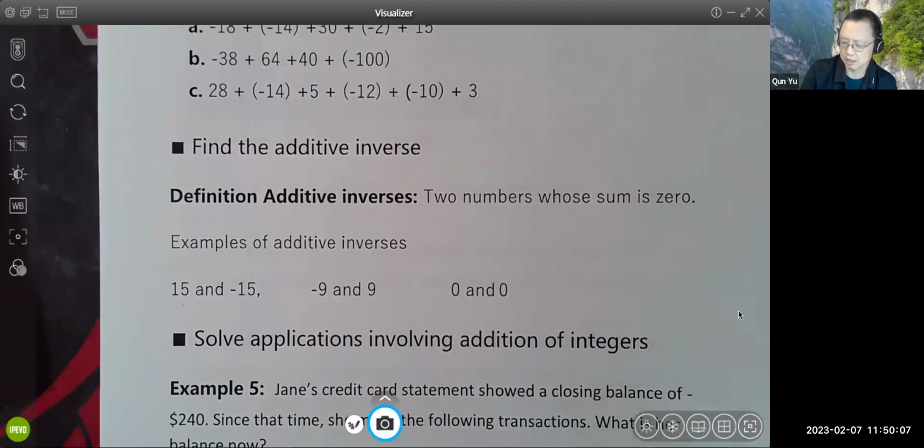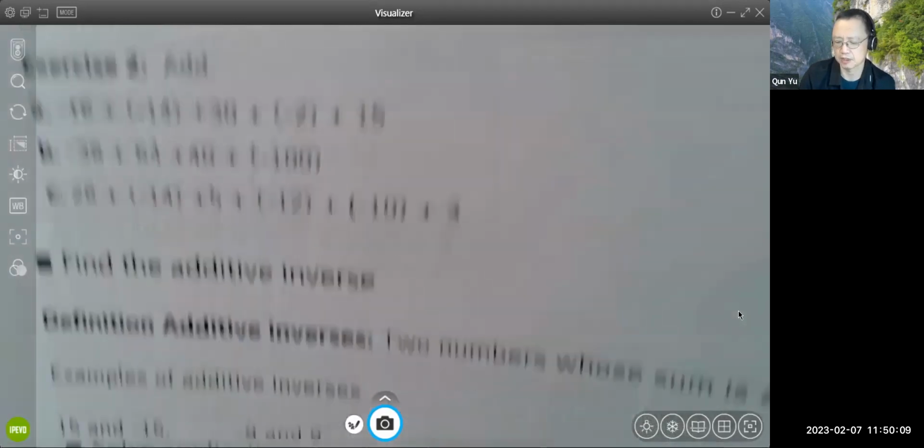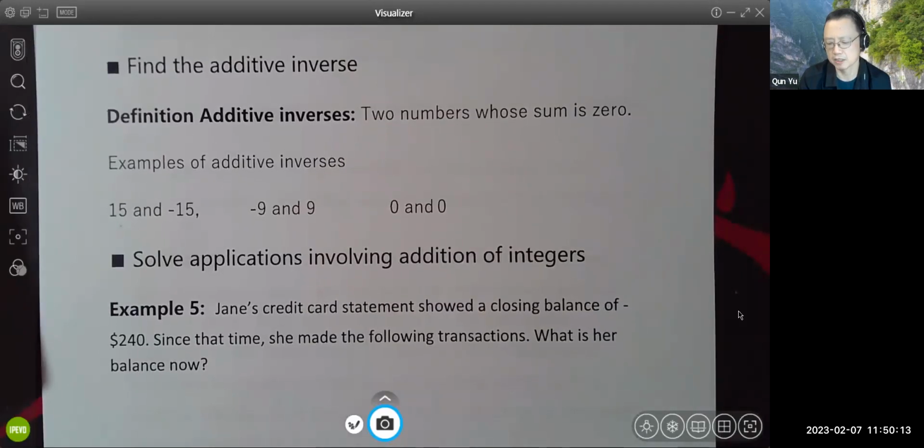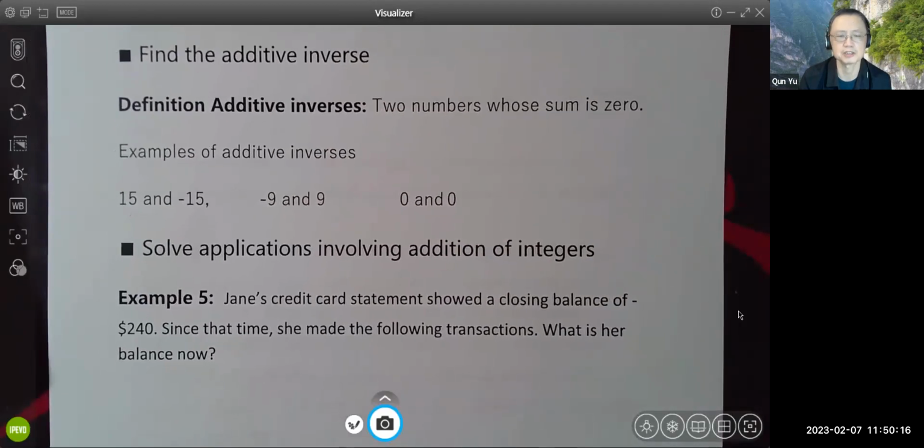Now let's look at the next objective. We want to solve application problems involving addition of integers. So let's read it. Jane's credit card statement showed a closing balance of $240. So we're going to use negative 240 because this is a debt. Since that time, she made the following transactions. What is her new balance now?